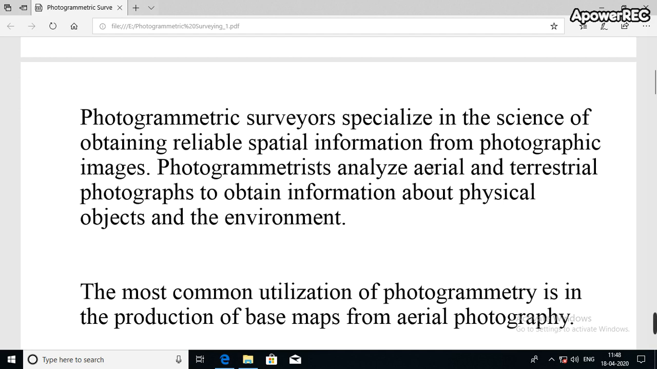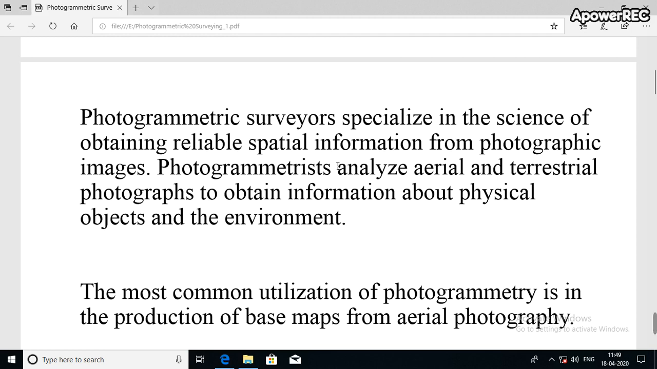Here it is written that it is specialized in the science of obtaining reliable spatial information. Spatial information means the information about the space or any kind of area. From that, we can get different types of images, and after analyzing them, we will be able to get the map.